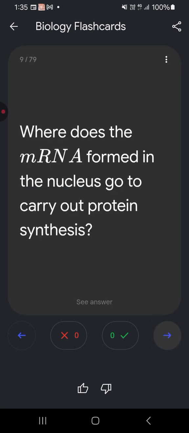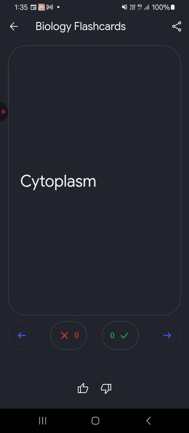Where does the mRNA formed in the nucleus go to carry out protein synthesis? Where does the mRNA go? mRNA has to go out of the nucleus into what surrounds the nucleus? It is the cytoplasm.